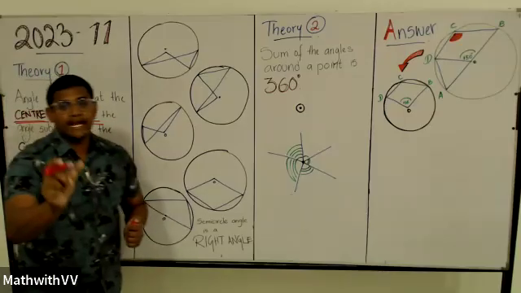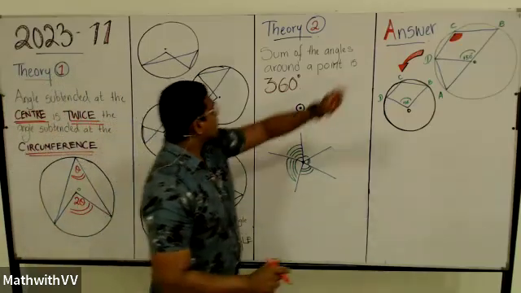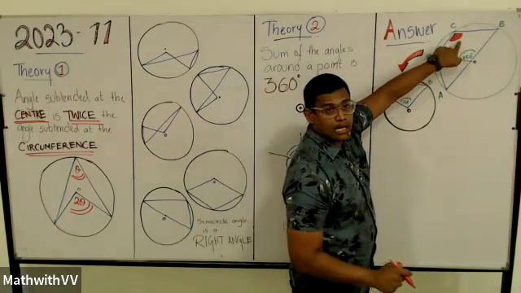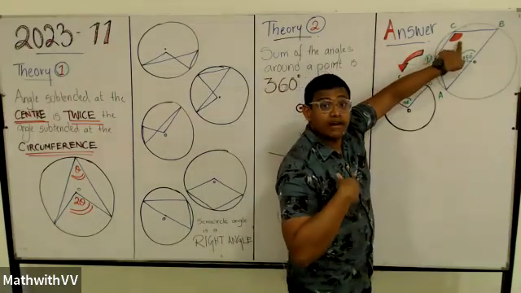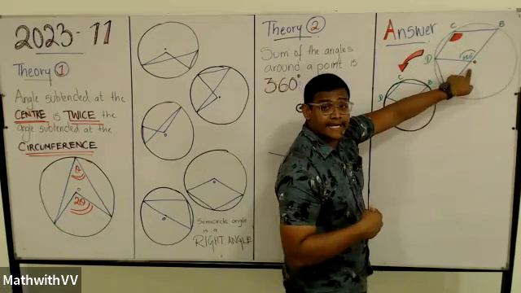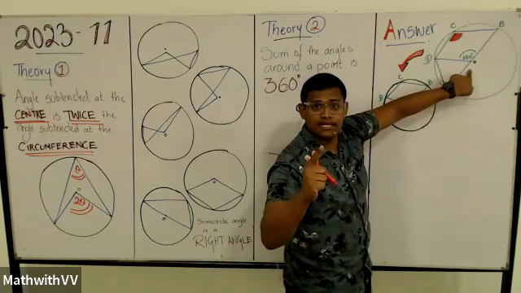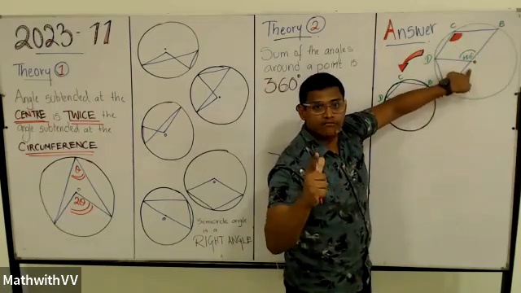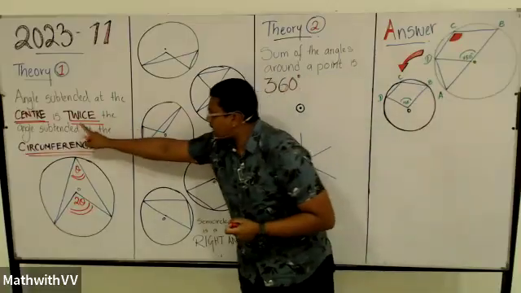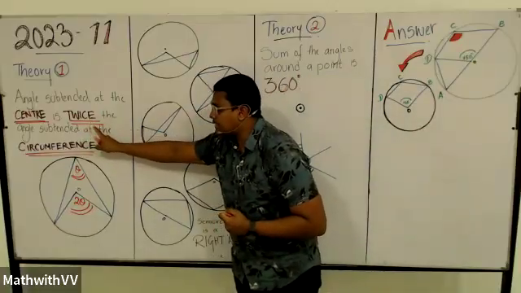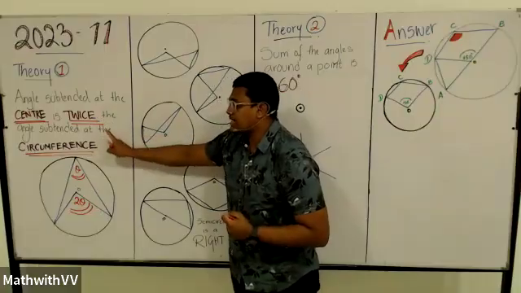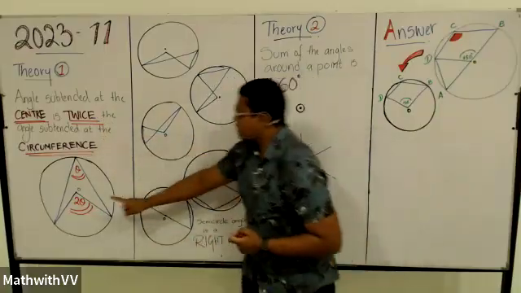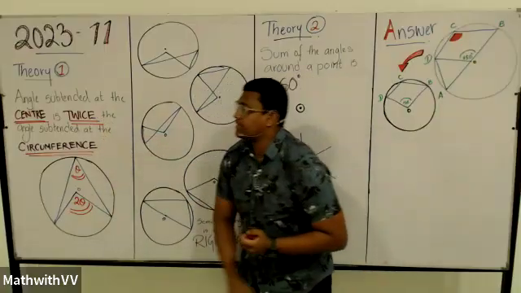That is the break point of this question. We need to find the angle at the circumference. They have given to me an angle which is at the center. Center, circumference. What do we have? Angle subtended at the center is twice the angle subtended at the circumference. If this is 2 theta, this is theta.